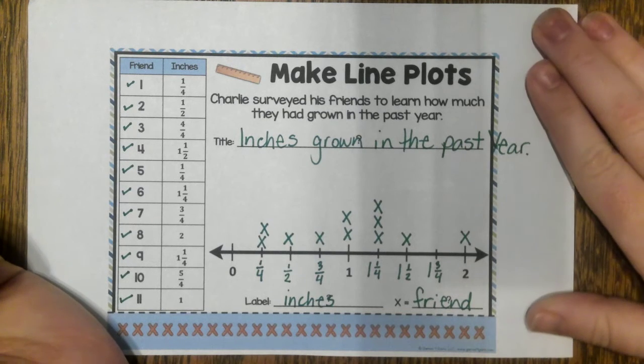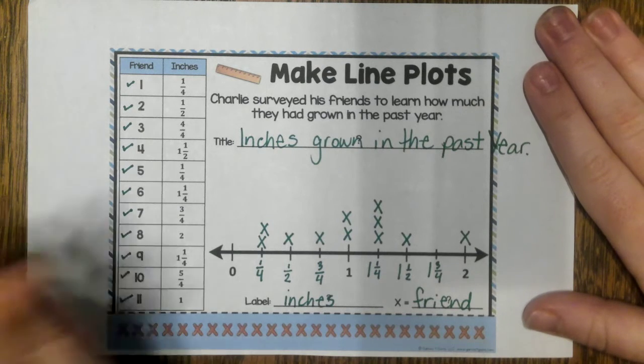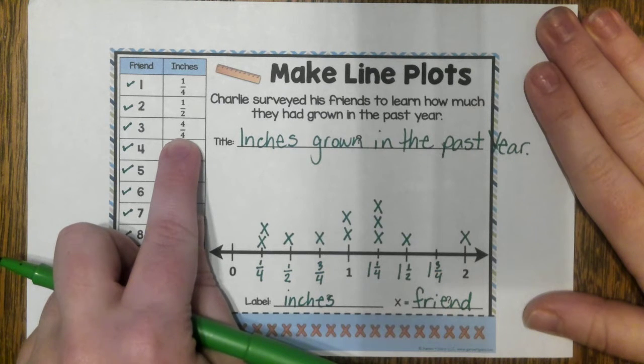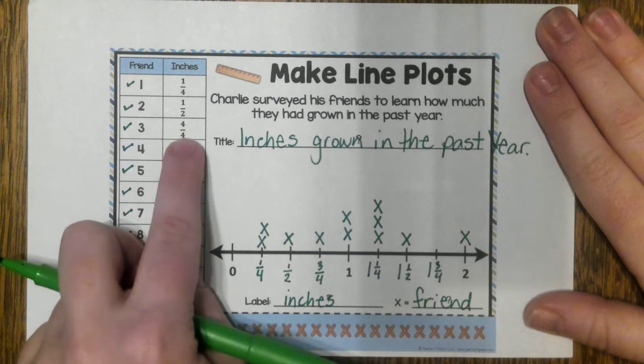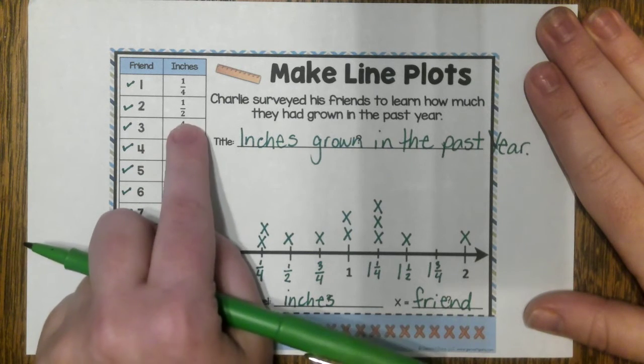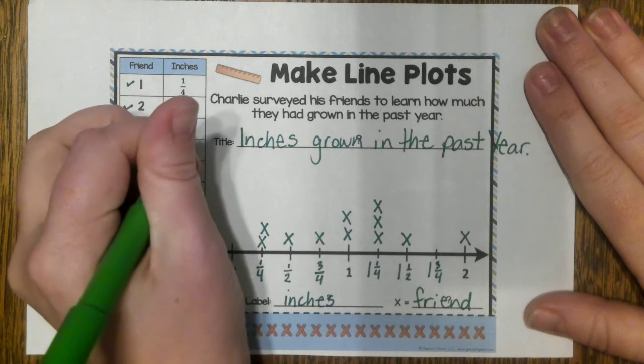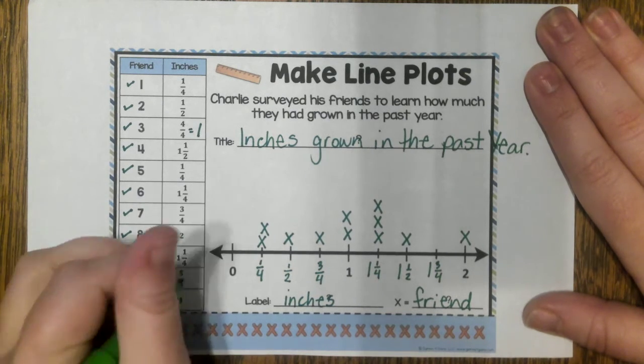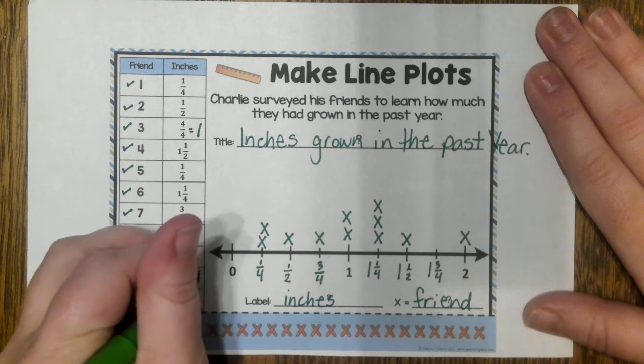Now I did run into a couple of tricky ones that I want to show you. My third X was 4/4. If I cut something into 4 pieces and I shade all 4 of those in, I know that that is the same as 1 whole. So that X went on top of 1. Another tricky one that I found was 5/4. If I know that 4/4 is 1 whole, 5/4 would have an extra. So that would be the same as 1 and 1/4.